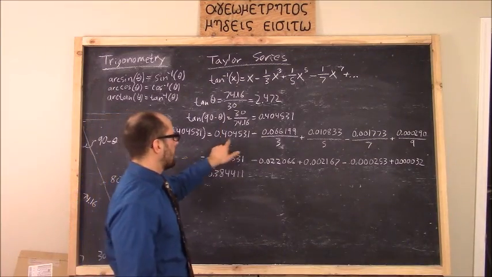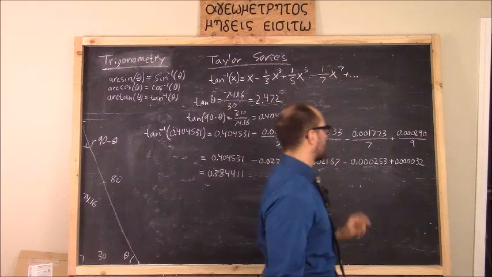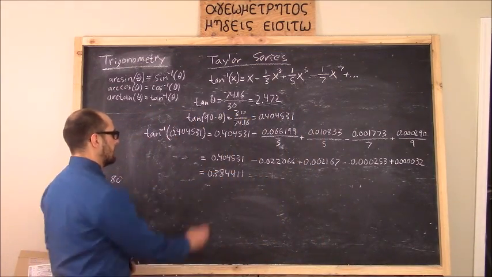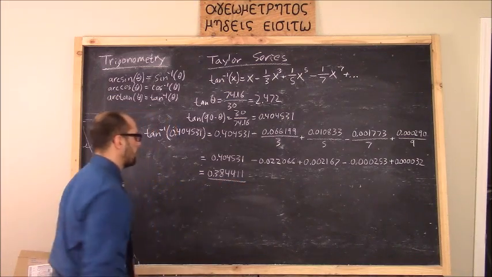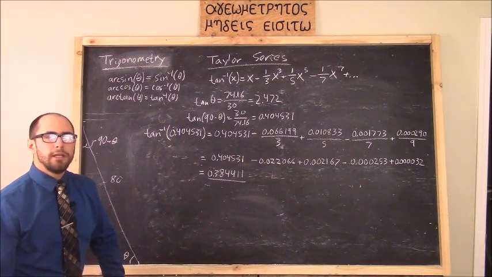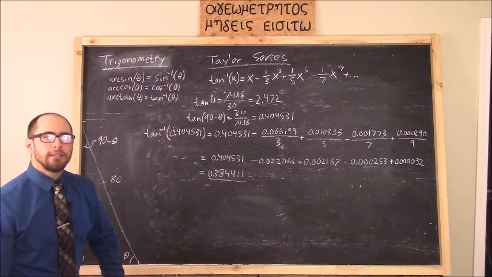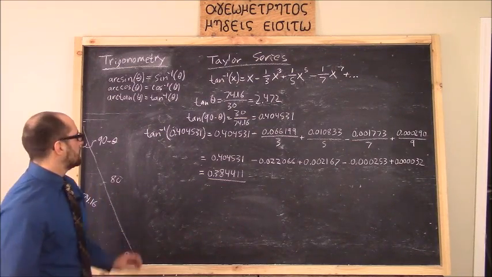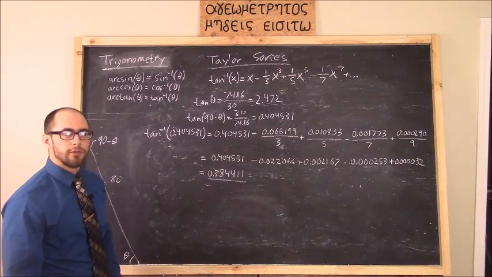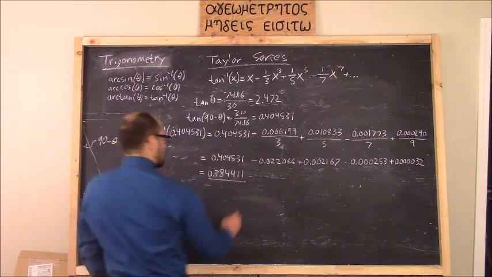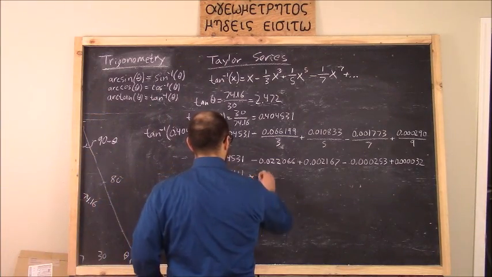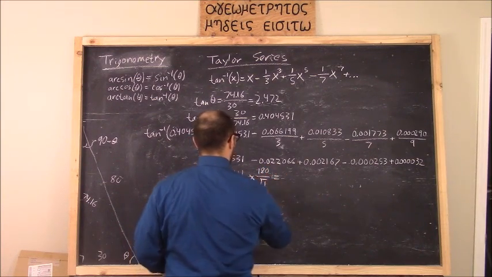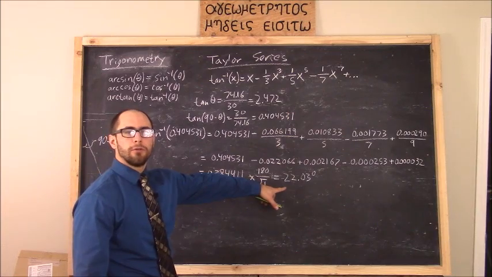Notice I carried out 1, 2, 3, 4, 5 terms. When I did the arithmetic, it spat out this number, 0.384411. Well, what is the meaning of that? Remember, I said the Taylor series expansion for the trig functions deal with radians, not degrees. So to convert this into degrees, I multiply by 180 over pi. And that gives me 22.03 degrees.